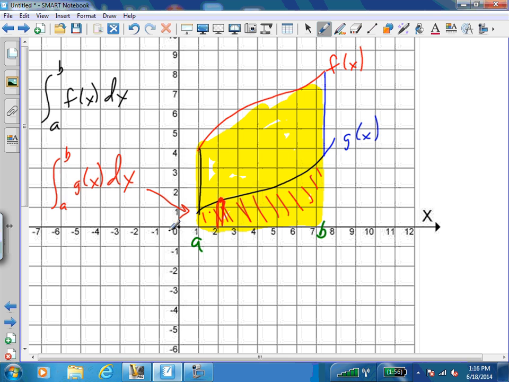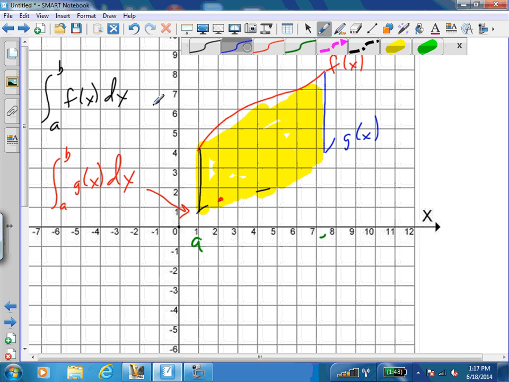So when we integrate f of x, it gives us our area from here to the x-axis. When we integrate g of x, it gives us the area from here to the x-axis. So how do we get this area that we want? Yeah, subtract those. If we were to take this away, that would give us that area. So we're just simply going to subtract those.